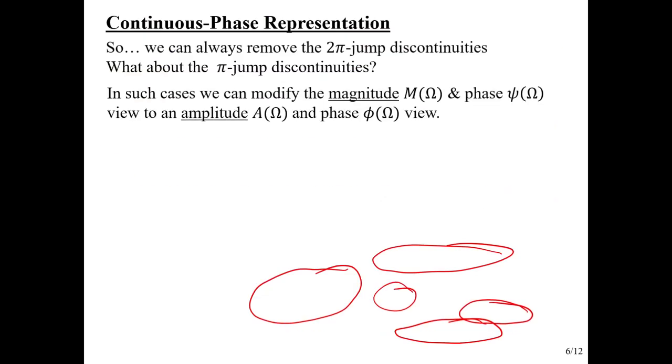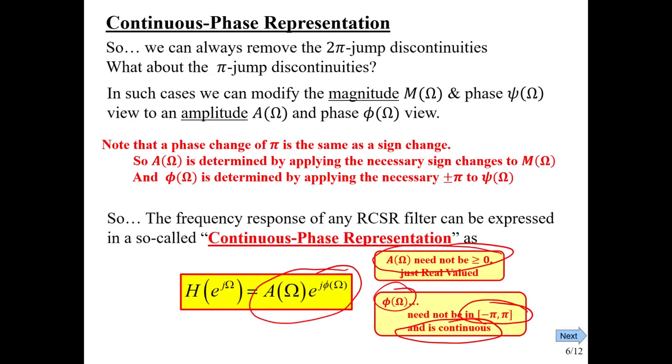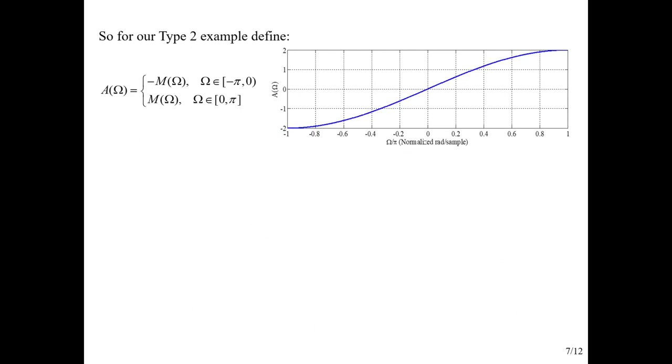So that's what I did over here. I did the first option of that over here. So here now is the a of omega, which is minus m of omega over this range. And then I kept it the same. And we could reverse that like I showed on the previous slide, or in the discussion just a minute ago.